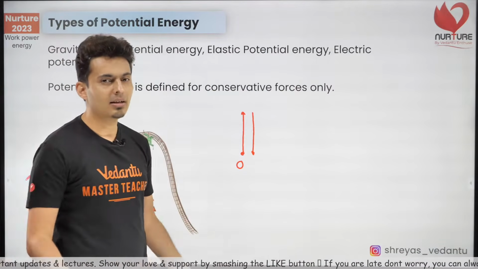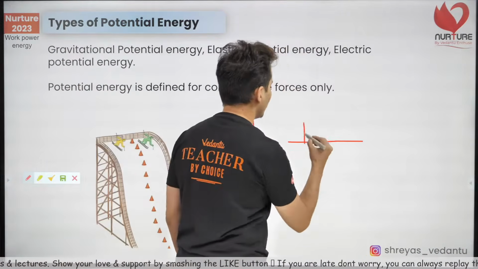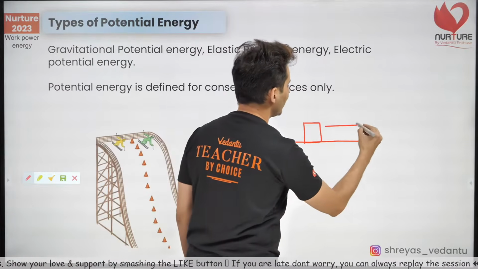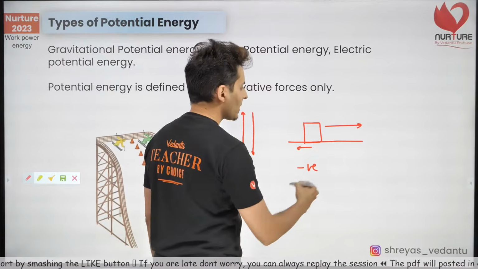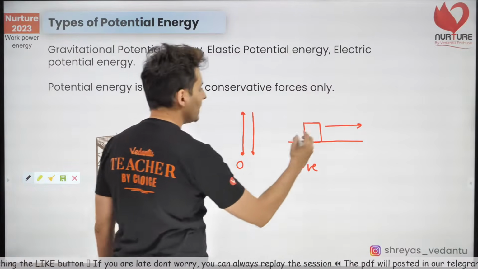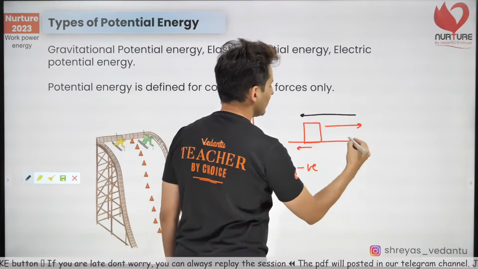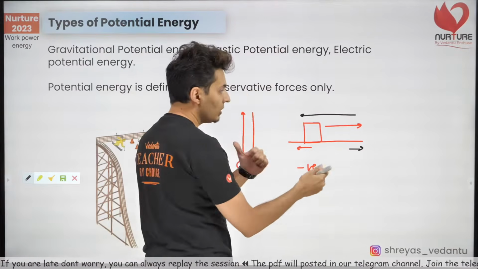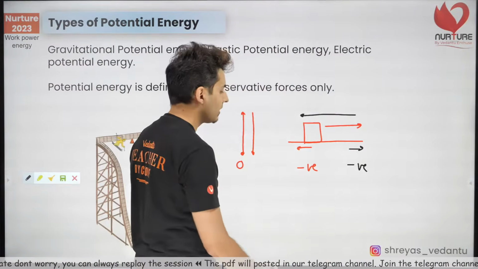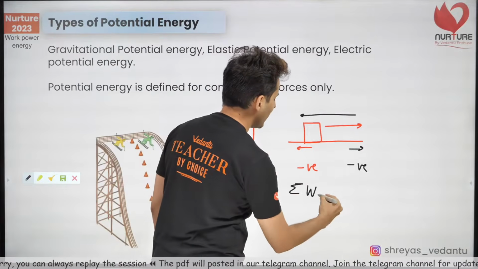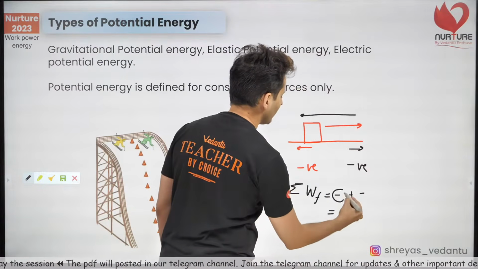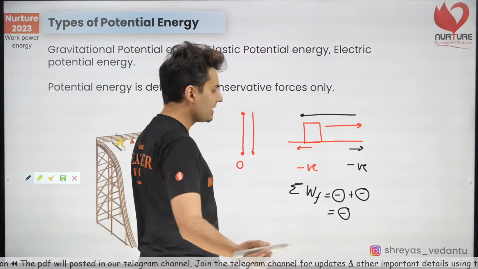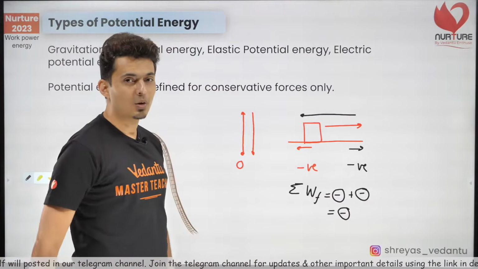Friction is not like that. Think about it. Imagine you had a block over here. You move it here. Friction will act like this. Friction will do negative work. Now, when you bring that block back like this, friction will act this way. Again opposite. Again it will do negative work. So the total work done by friction will be negative plus negative, which is obviously negative. So it has not done zero work.